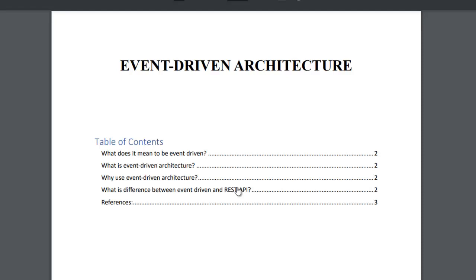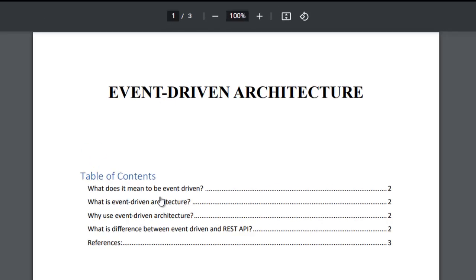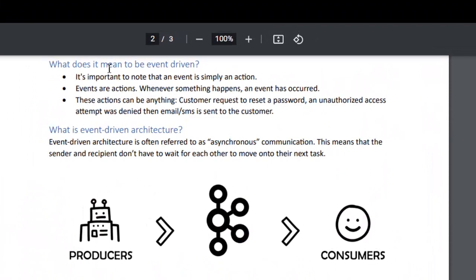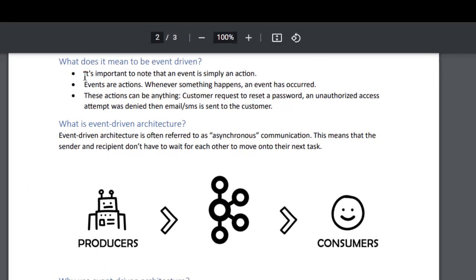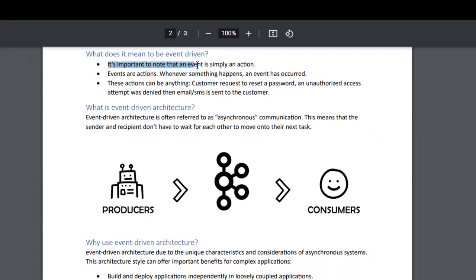In this session, I'm going to talk about event-driven architecture. Whenever we think about any architecture for system development, there are always some questions that come into our mind. What is event-driven architecture, what does it mean to be event-driven, and why do we implement it? So let's start to understand what it means to be event driven. It is important to note that an event is simply an action. Events are actions. Whenever something happens, an event has occurred.